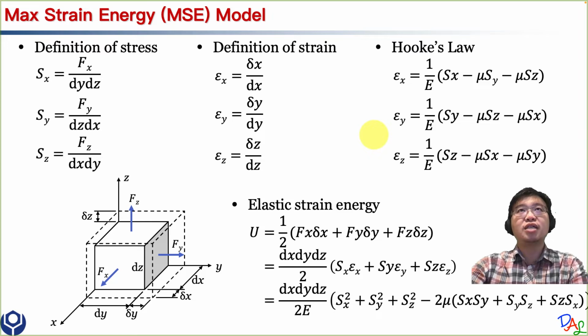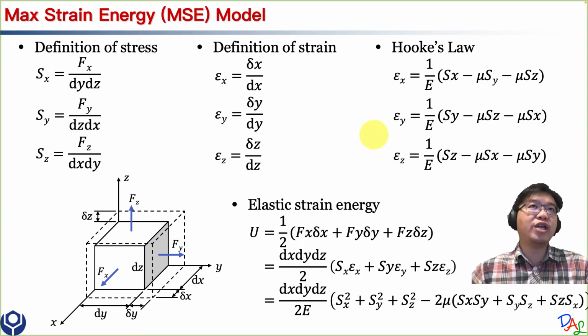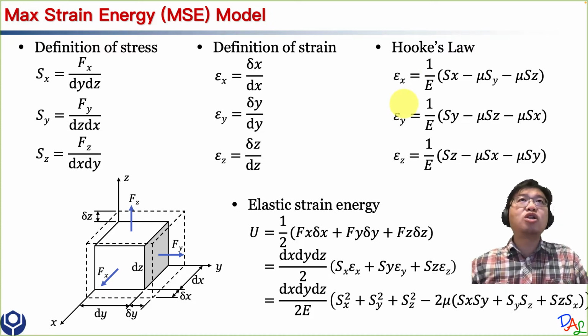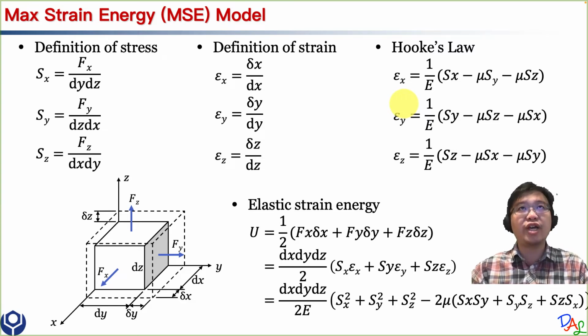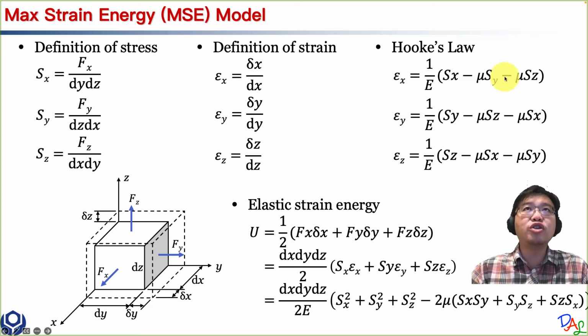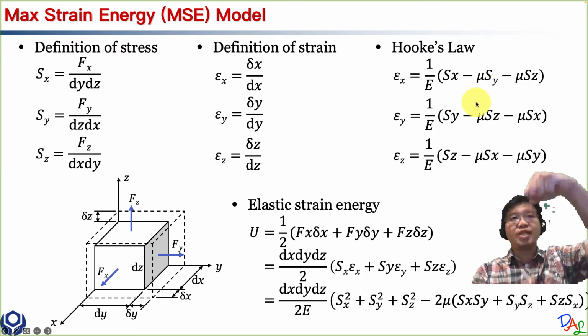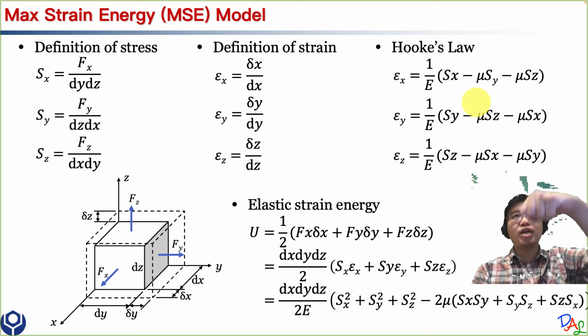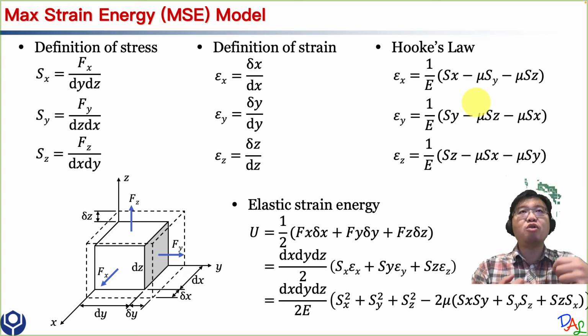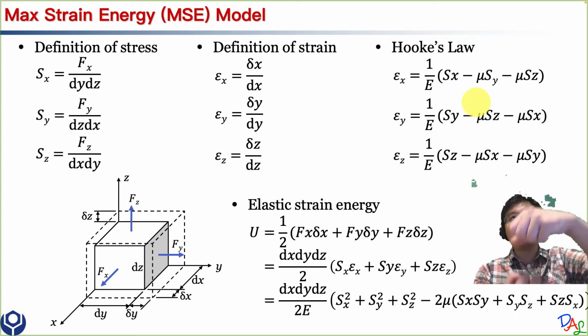Since we are analyzing everything inside the linear region, Hooke's law works. So what's Hooke's law? Hooke's law basically describes the linear relationship between the stress and strain. However, the complete form of Hooke's law introduces the Poisson's ratio. So when I pull, for example, up and down, the amount of stress I generate is linearly proportional to the strain along this direction.